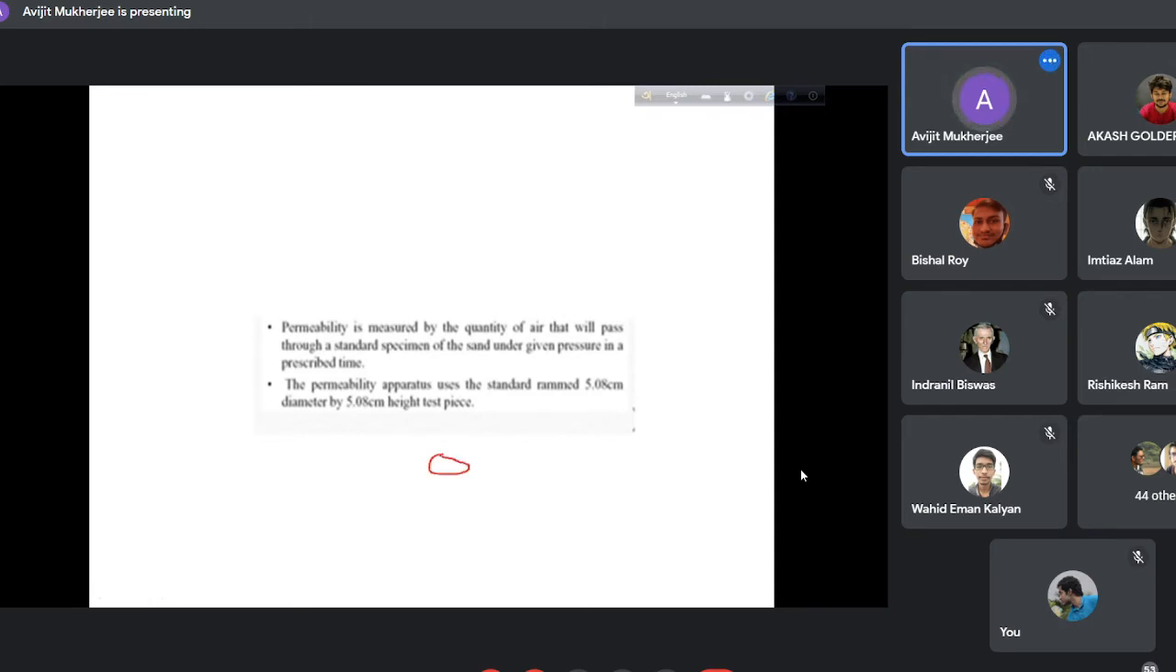The standard test specimen for the permeability test is a short cylindrical specimen, 5.08 centimeter in diameter and 5.08 centimeter high. So 5.08 by 5.08, that is a standard sample. So how is this utilized?